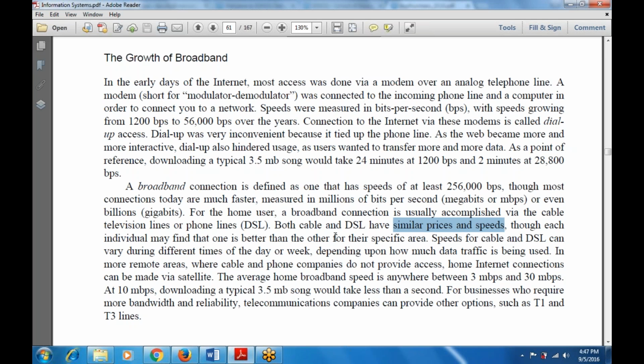And the speed for the cable and the DSL can also vary at different times of the day or the week, depending upon how the traffic is used. So we are using either the DSL, or the broadband connections, or we can say the dial-up connections.